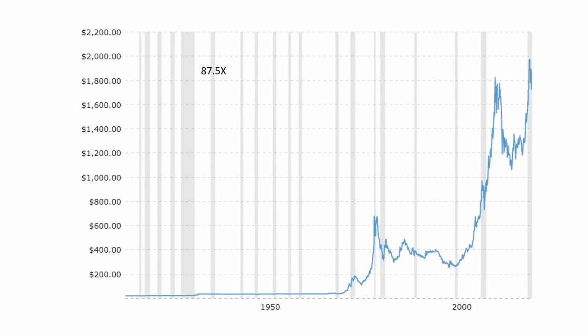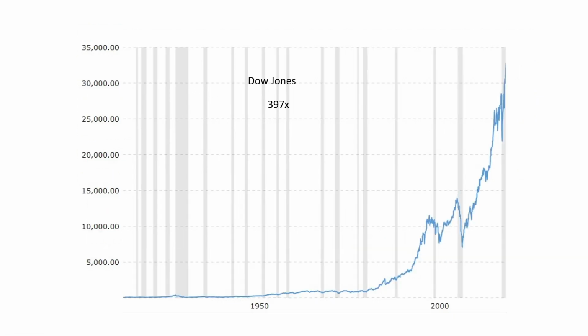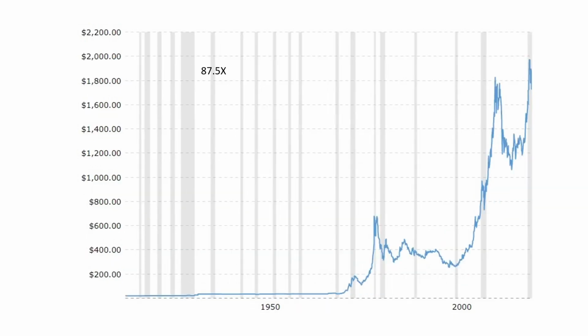This is gold. I forgot to write the gold price here, but gold was up 87.5x. So this was up 397, this was up 87.5. I think this Dow is in a massive bubble, and I think gold is really underpriced.